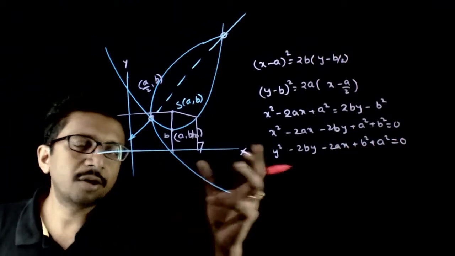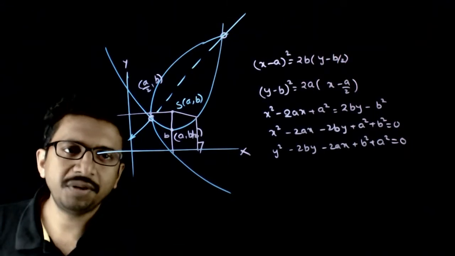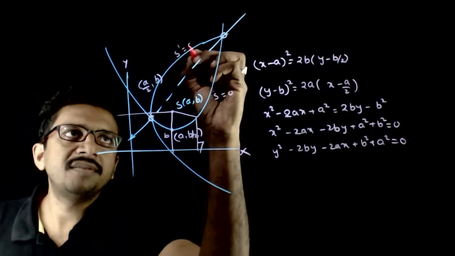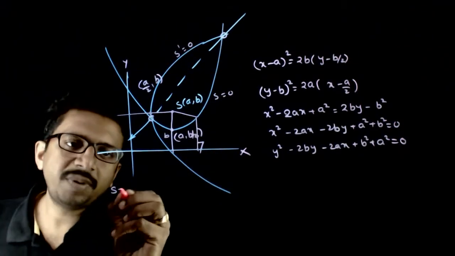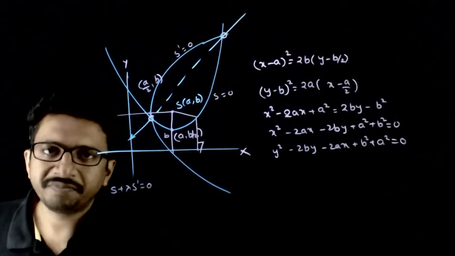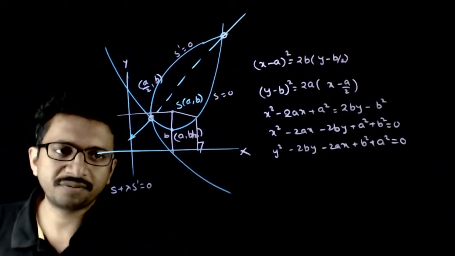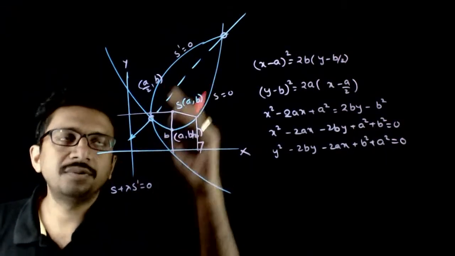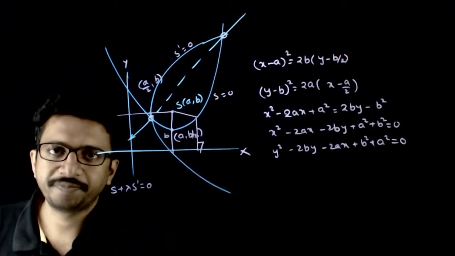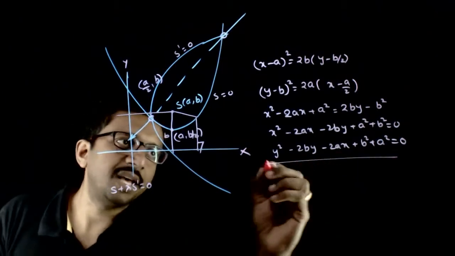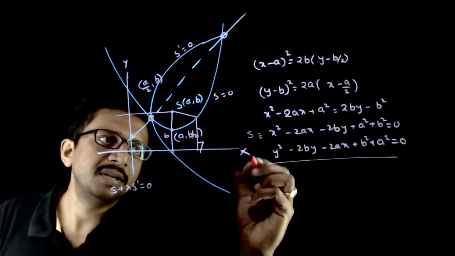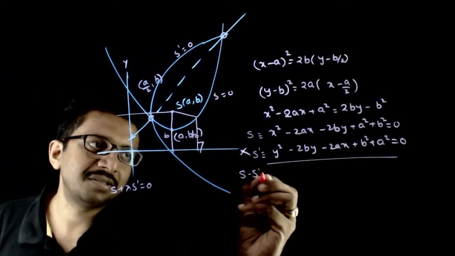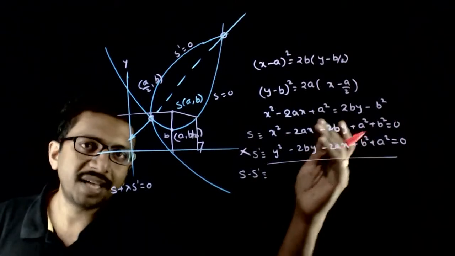Now to find the common chord of this. In theory we know that if you have one curve S equal to 0 and the next curve S' equal to 0, then S plus lambda S' equal to 0, some quadratic curve, also passes through the points of intersection of these two curves. So now if you subtract one from the other, this is S equal to 0 and this is S' equal to 0, the second curve. So what is S minus S'?